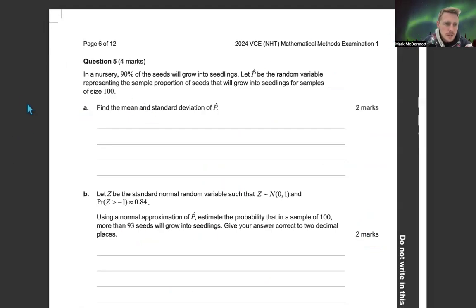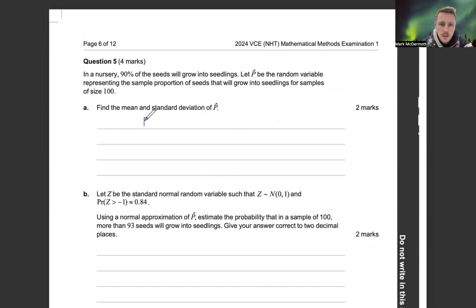All right, this one I'm a bit sketchy on. So if you think I get this wrong, let me know. So in a nursery, 90% of seeds will grow into seedlings. Let p hat be the random variable representing the sample proportion of seeds that will grow into seedlings for samples of size 100. Find the mean and standard deviation of p hat.